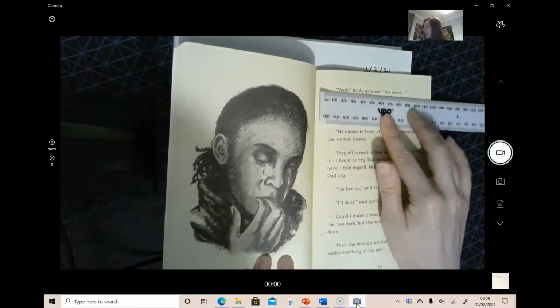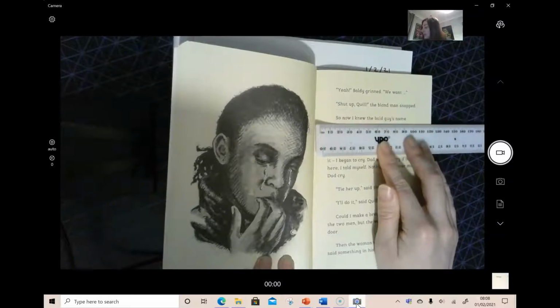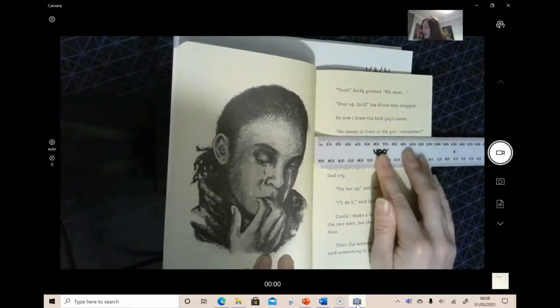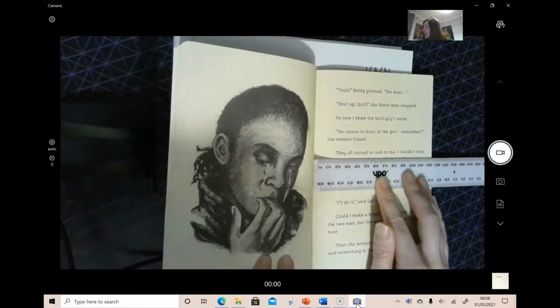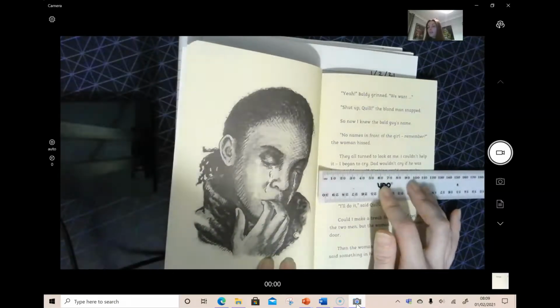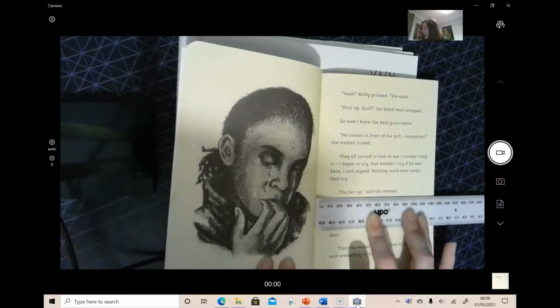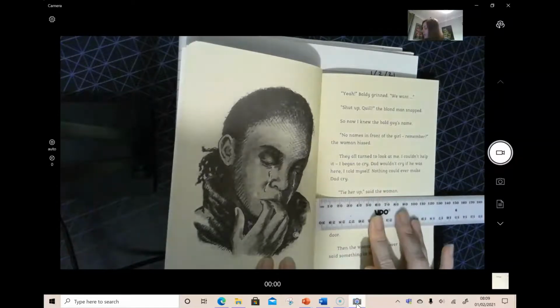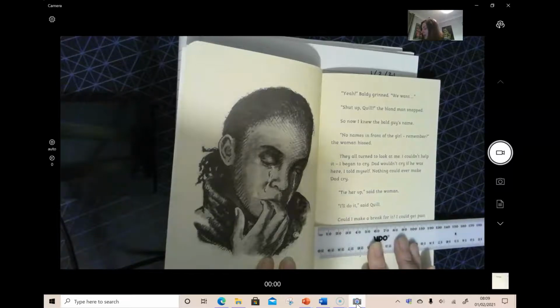Baldy grinned. "We want..." "Shut up, Quill," the blonde man snapped. So now I knew the bald guy's name. "No names in front of a girl, remember?" The woman hissed. They all turned to look at me, and I couldn't help it. I began to cry. Dad wouldn't cry if he were here, I told myself. Nothing could ever make Dad cry. "Tie her up," said the woman. "I'll do it," said Quill. Could I make a break for it?